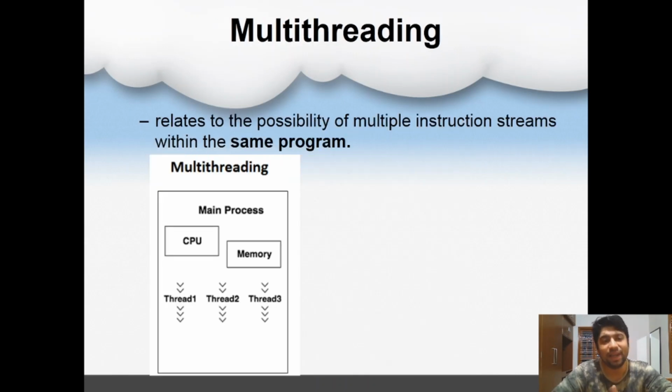Coming to multithreading, it is related to the possibility of multiple instruction streams within the same program. So you have a main process, and inside the process, you already know about the thread. It is nothing but the building block of every process. So there is a main process and there are multiple threads. You can see thread 1, thread 2, thread 3. So it is called multithreading.